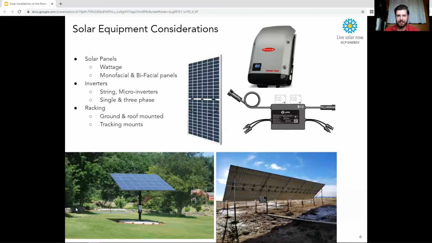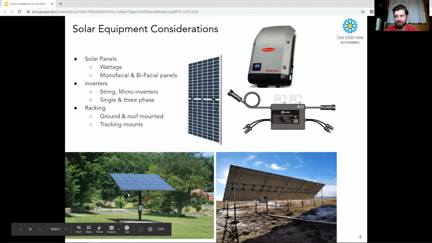So there are three main components to a solar energy system. You've got your panels, and then your panels are going to be mounted on a racking system. There are a variety of different racking systems, and then of course you have your inverter system, which is going to convert that DC electricity to AC.